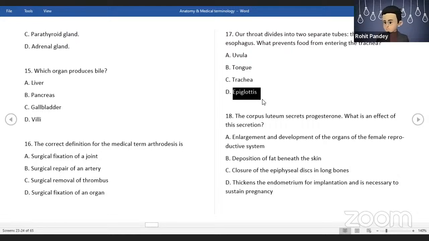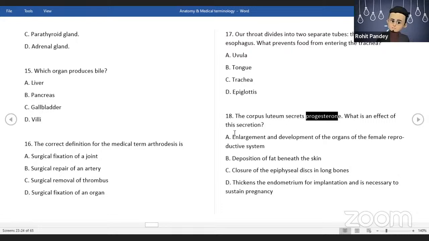Okay, so 17, D. So epiglottis is the answer. Our throat divides into two separate tubes, the trachea and the esophagus. So the epiglottis prevents food from entering the trachea.